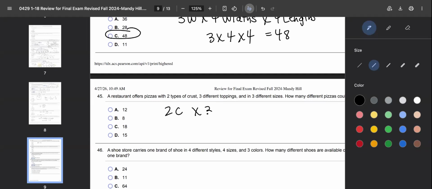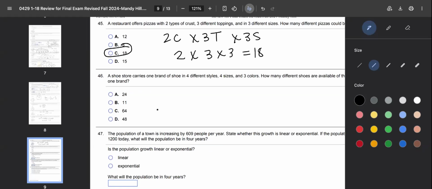They offer 3 different toppings and they have 3 different sizes. So how many different kinds of pizzas can they make? 2 times 3 times 3. The same principle here. You're going to multiply all of this stuff together. 2 times 3 is 6. 6 times 3 is 18. And so we have 18 in this group.